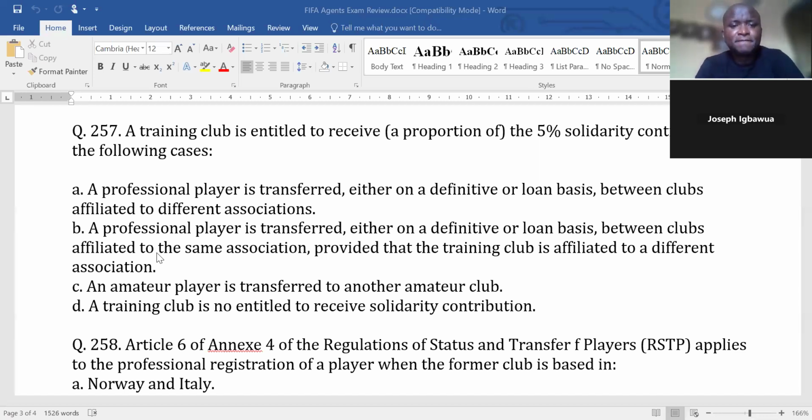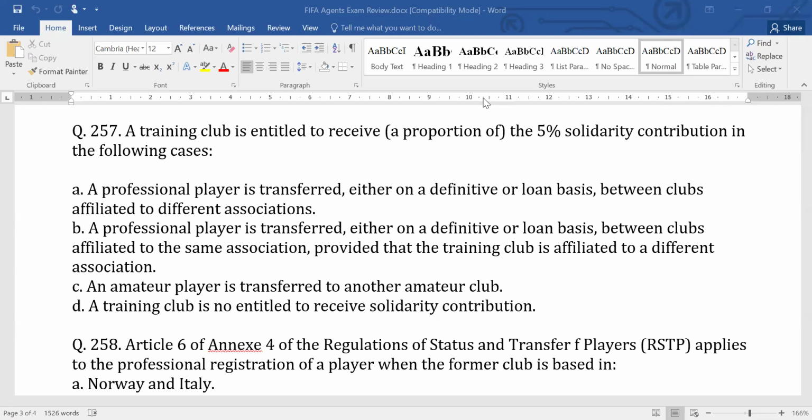Okay, now, as I said before, in 257, the training compensation, which is the 5%, as I said, of any amount paid as a transfer fee, 5% will be set aside to be shared among all the training clubs. So it will be due in the following cases, A and B. A professional player is transferred either on a definite or loan basis.